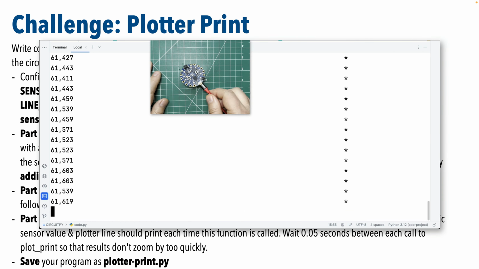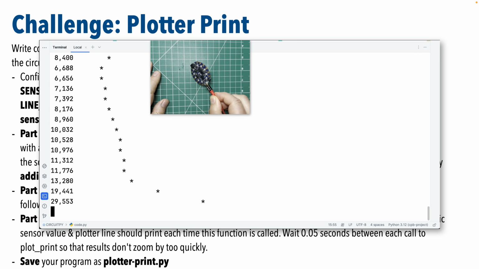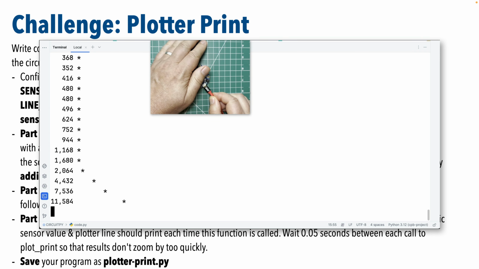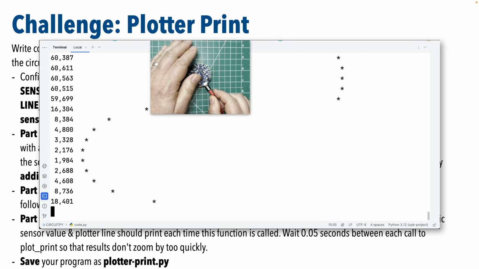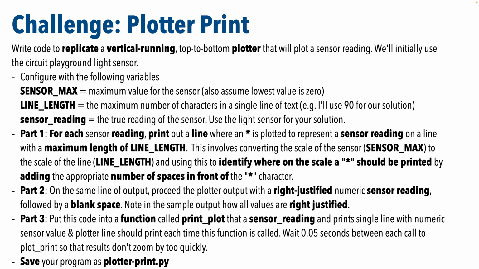Here's one more reminder of what the solution will look like. Check out how we have sensor values on the left. Those values are right justified. We got the commas in there. The plot is over on the right. Cool. Feel free to rewatch parts of this lesson if you need some extra help.